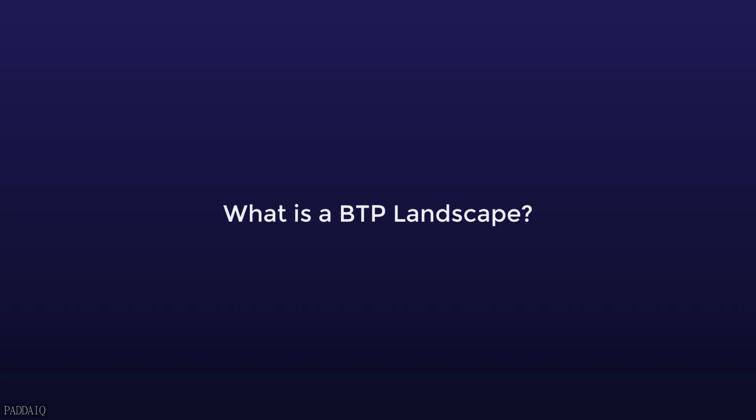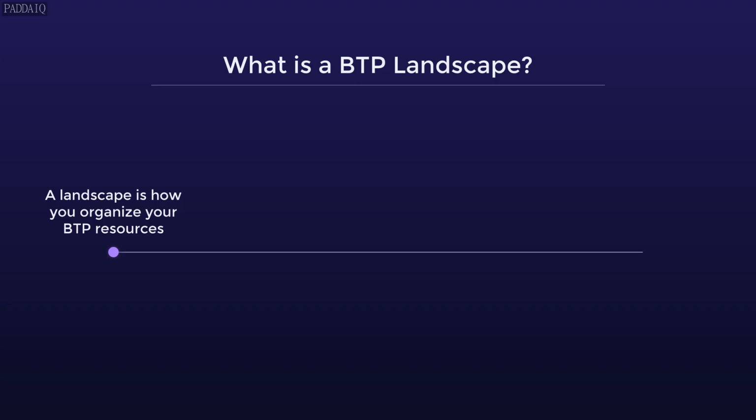What is a business technology platform landscape? A landscape is how you organize your BTP resources. This means grouping your tools and services logically, like separating development from production environments. For example, a company might have one landscape for testing new apps and another for running live business processes. This structure keeps your work secure and manageable.